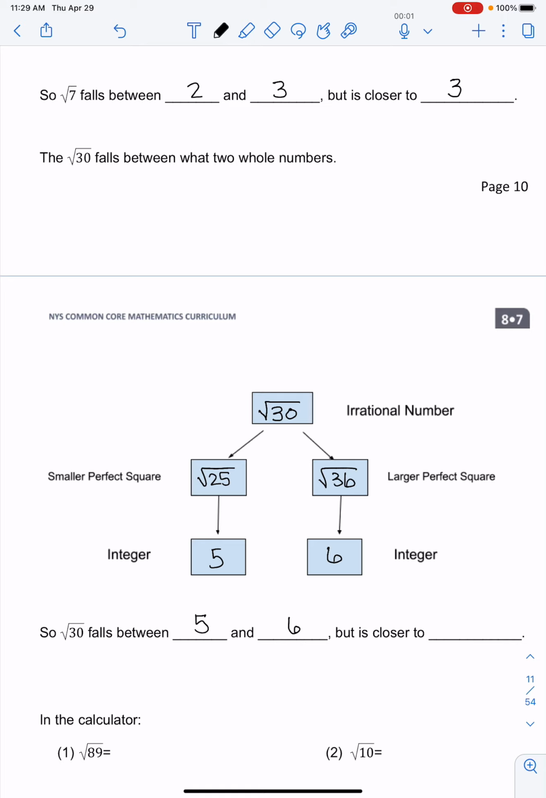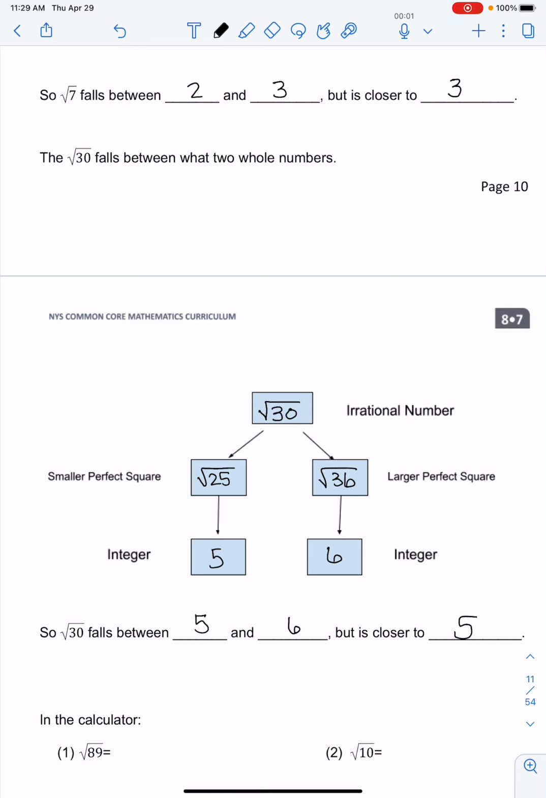So if I count 25, 26, 27, 28, 29, 30, there's 5 there. Or 30, 31, 32, 33, 34, 35, 36, there's 6 numbers there. So it's going to be closer to 5 than it is to 6.